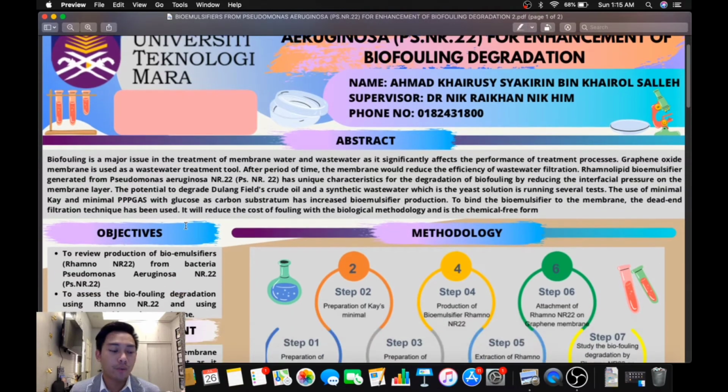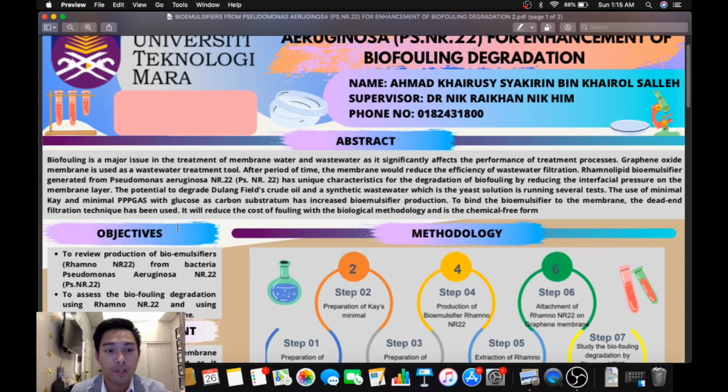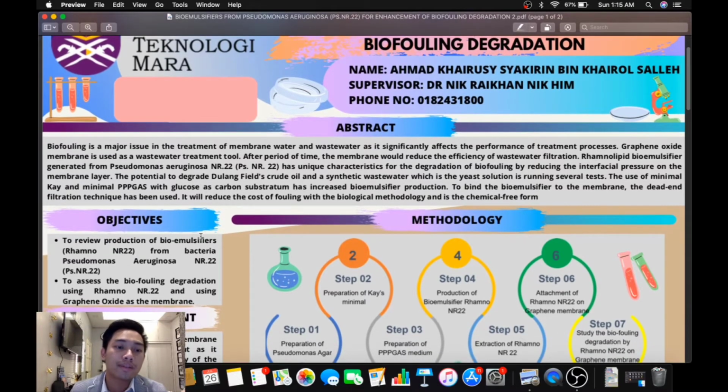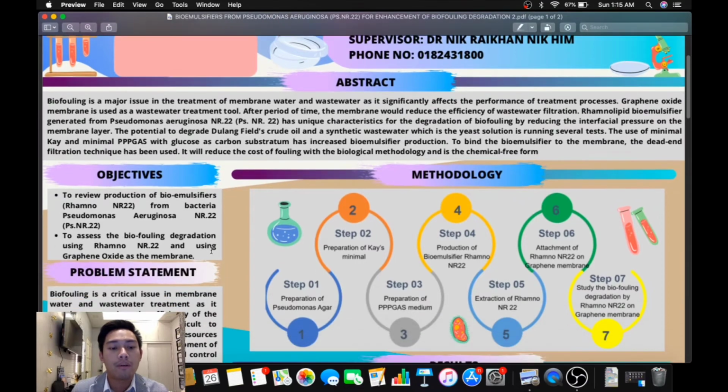Let's move on to the objective of the research. The major objectives of this research project are to review the production of bioemulsifiers, which is Rhamnolipid NR22, from the bacteria Pseudomonas aeruginosa NR22. The second objective is to assess the biofouling degradation using Rhamnolipid NR22 and using graphene oxide as the membrane. Moving on to the problem statement.